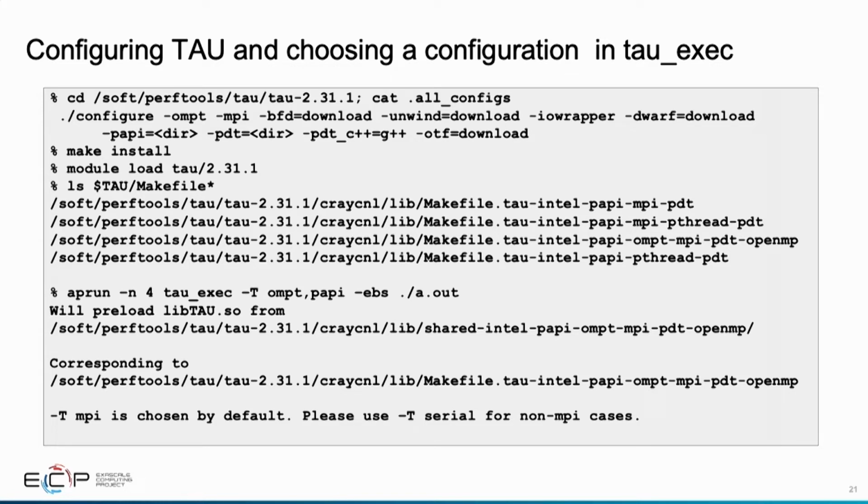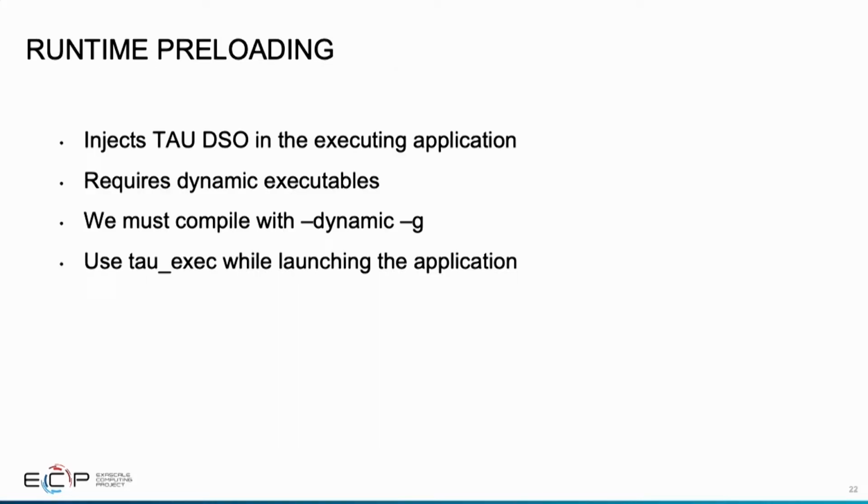If by default you want to omit some tags, that's okay. It will find the shortest makefile name, and then it will just load the library in the shared directory which has the same tag names. There's a libTAU.so there, it just preloads it. That's all tau_exec does. Okay? And if you don't have MPI, then please use the -T serial, that's all.